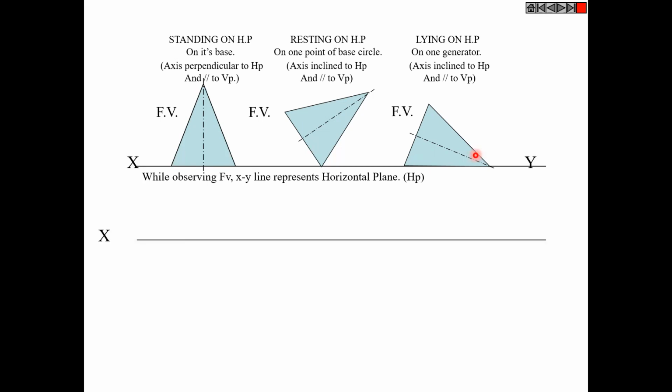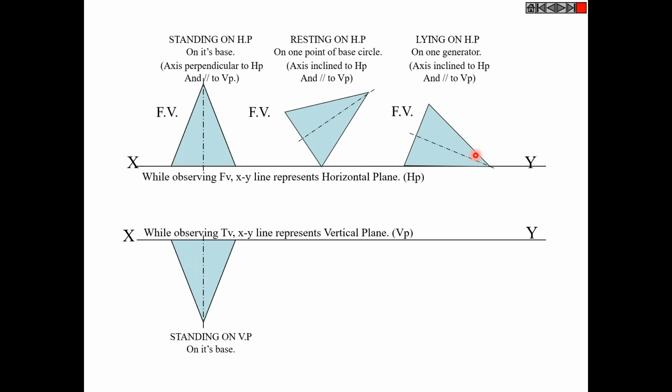In the same case, suppose the object is resting on the vertical plane on its base. Actually, we cannot say it is standing. It won't be an appropriate word because the solid cannot stand on VP. We can say it is resting on VP, and here we can say that the base of this particular pyramid is resting on the vertical plane, and the axis is parallel to the horizontal plane and perpendicular to the vertical plane. In this case, the axis is parallel to the horizontal plane and perpendicular to the vertical plane.